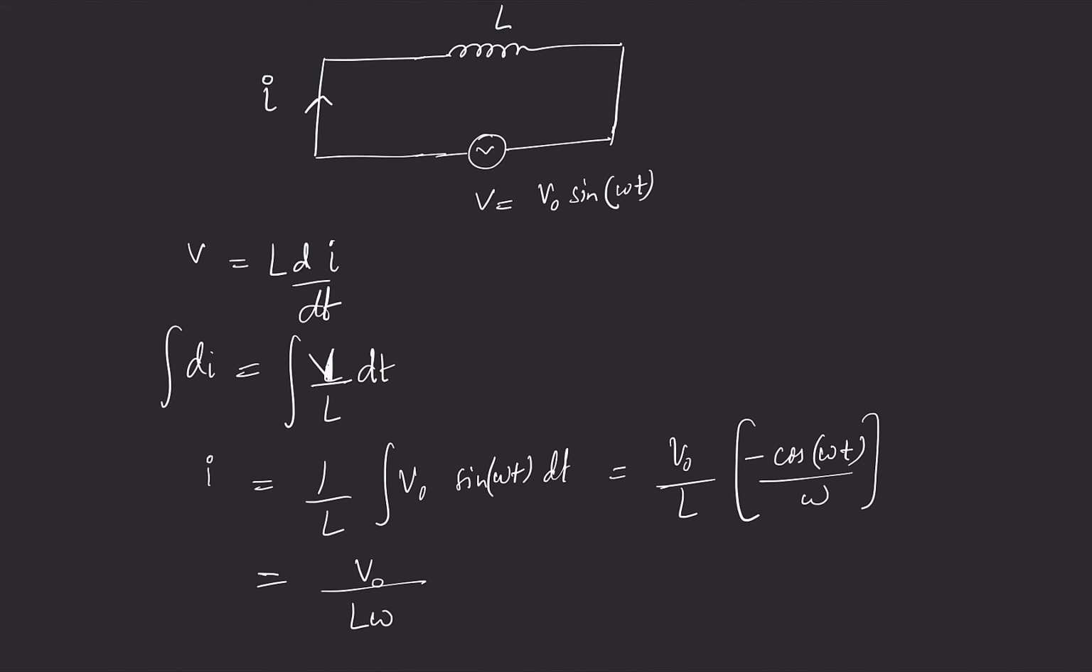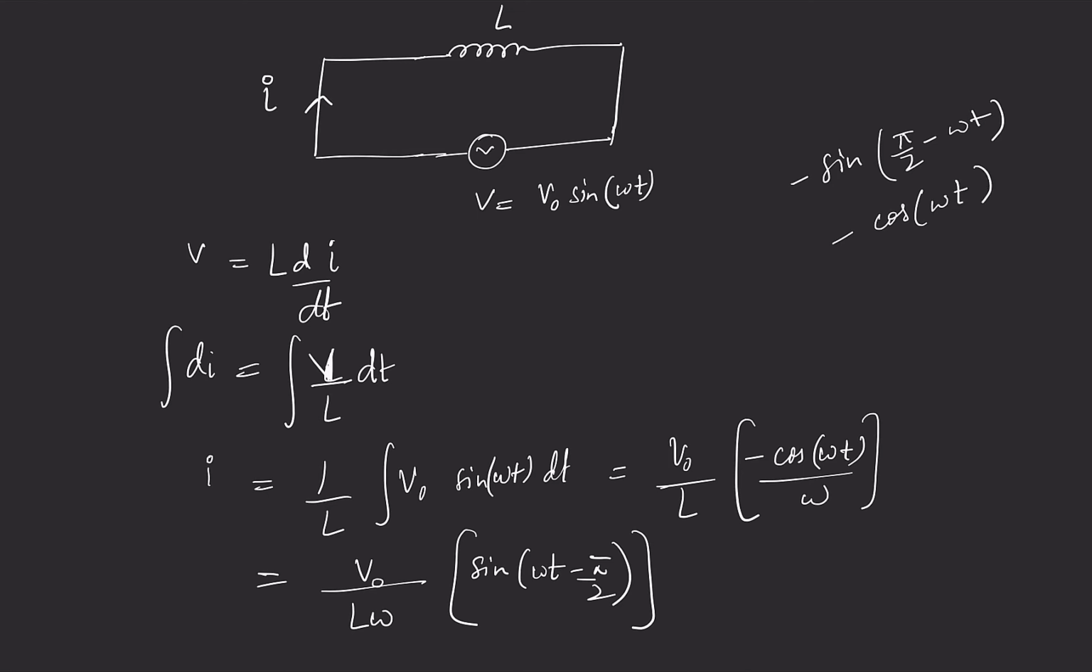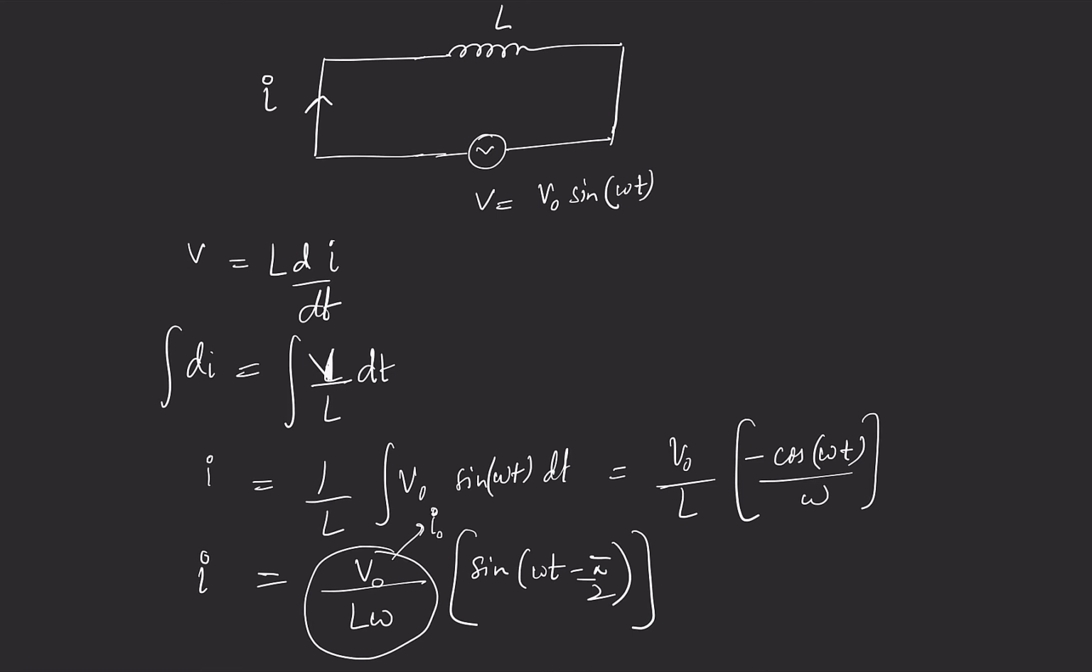times minus cos omega t, and minus cos omega t can also be written as sine of omega t minus pi by 2, because we know that sine of omega t minus pi by 2 is equal to minus sine of pi by 2 minus omega t, and sine of pi by 2 minus omega t is cos of omega t. So therefore minus cos omega t can be written as sine omega t minus pi by 2. Now once you have instantaneous current, you can find the peak current. Peak current is simply this, V naught by L omega. So peak current I naught is equal to V naught by L omega, and we call this L omega XL.